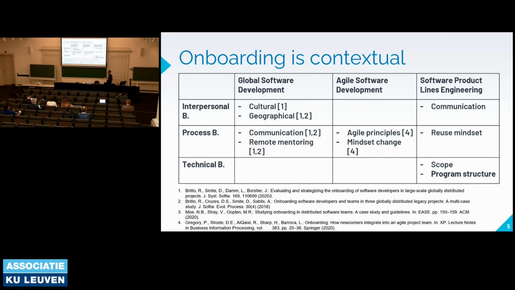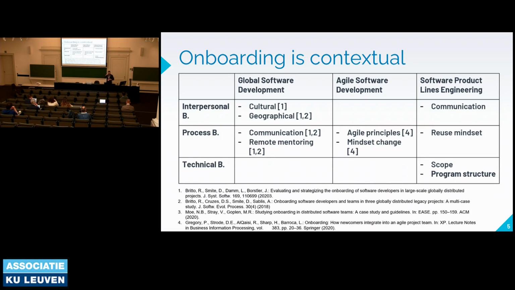Okay, so I mentioned that the onboarding is contextual. We analyzed different barriers that the newcomers faced in 3 different software areas or software practices. First is global software development, the second agile software development, and the third one, which is the topic of this work, software product line engineering. In the case of global software development, we found that cultural differences, geographical dispersion, communication problems due to the different locations and time zones, and the inability to do good remote mentoring were the most common barriers.